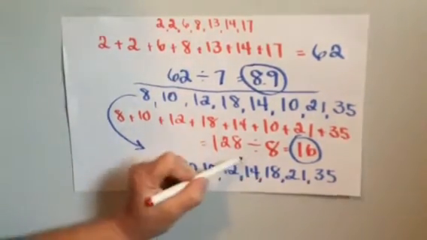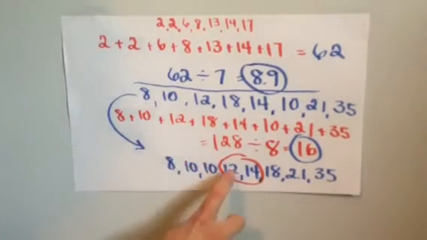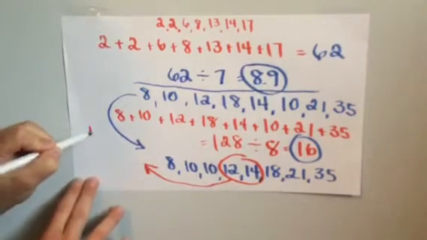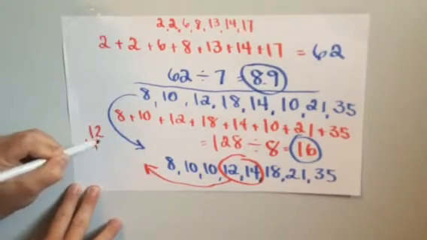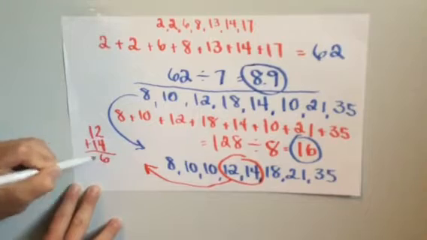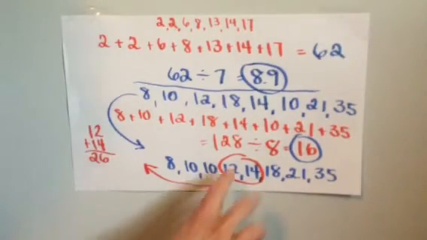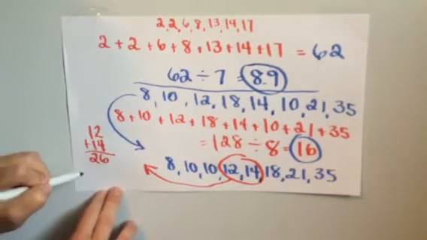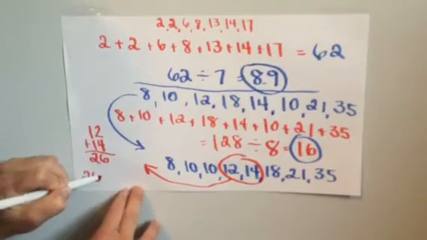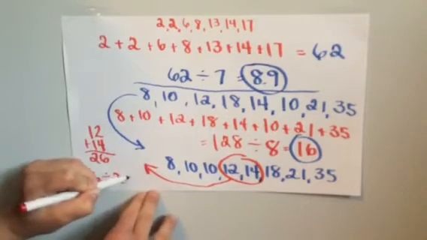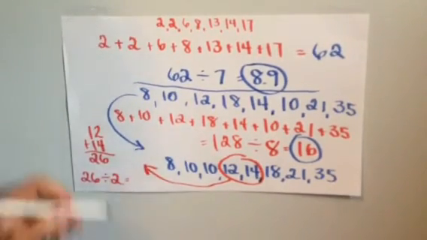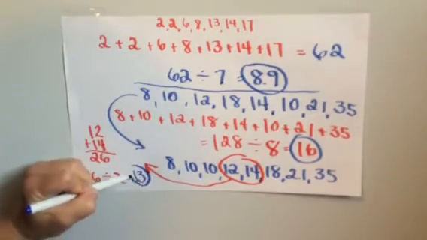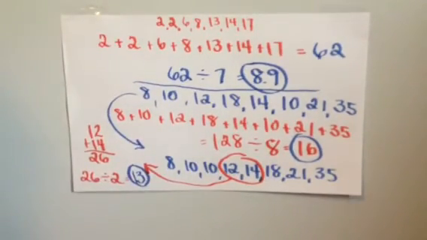If we start on the outer numbers and work our way in, we see that we now have 12 and 14. What's our next step? We add 12 plus 14, which gives us 26. There are two numbers that we are dividing by, so 26 divided by 2, and our answer is 13. So our median equals 13.